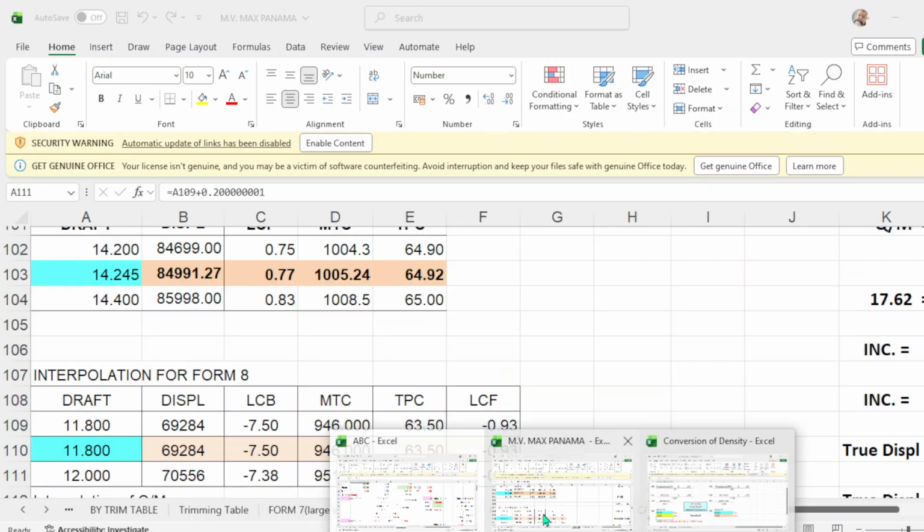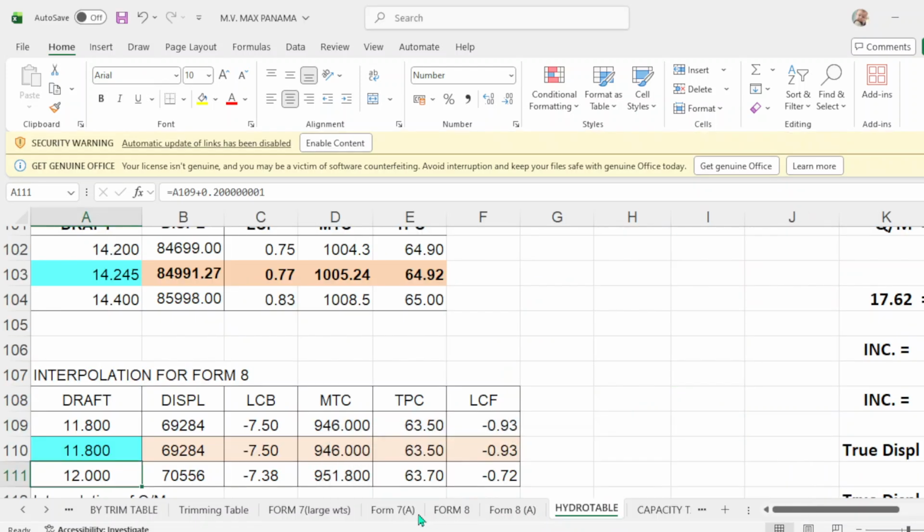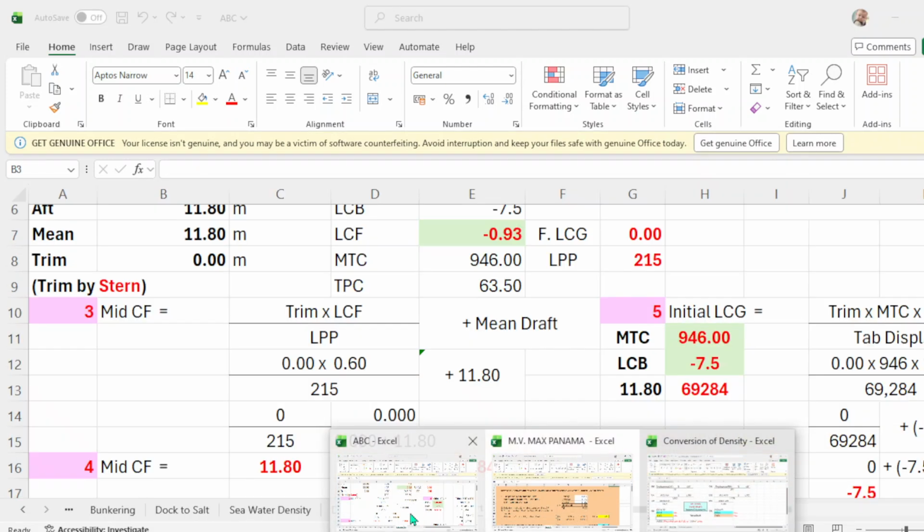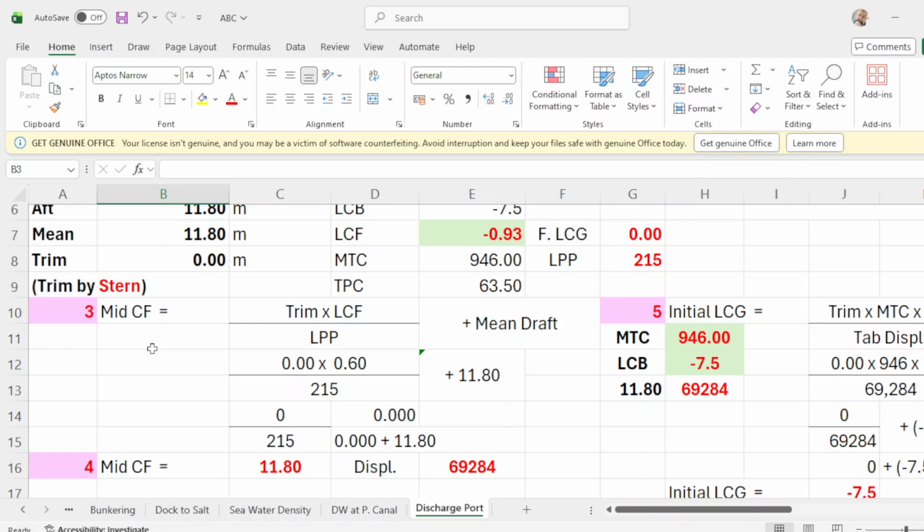What does it say in number 3? Correct the mean drop to mean drop at center of rotation. The formula is mean drop at center of rotation equals trim times LCF over LPP plus mean drop. So we have to take the mean drop at center of rotation.